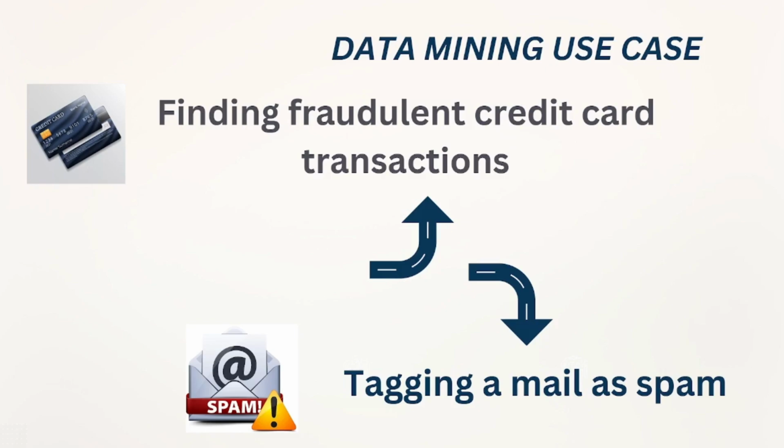Data mining can be used for tagging a mail as spam. Email uses data mining to filter out spam messages. They analyze past emails and look for patterns, such as suspicious keywords, links, or messages from unknown senders. If an email contains phrases like "you won $1 million" or "click here to claim your prize," the system may classify it as spam and move it to the junk folder. This helps keep your inbox clean and free from unwanted or harmful messages.